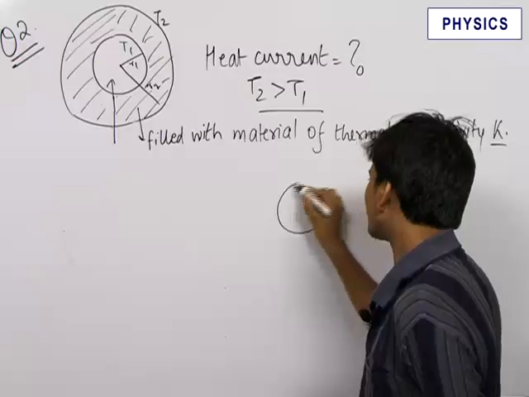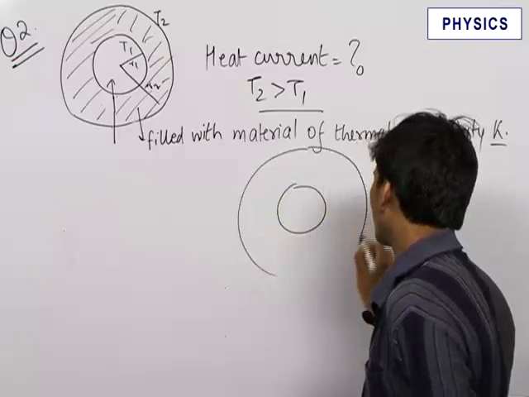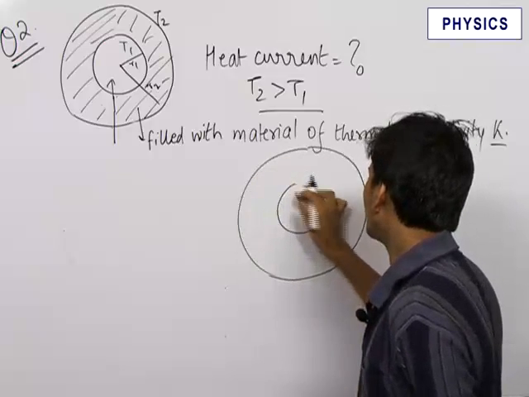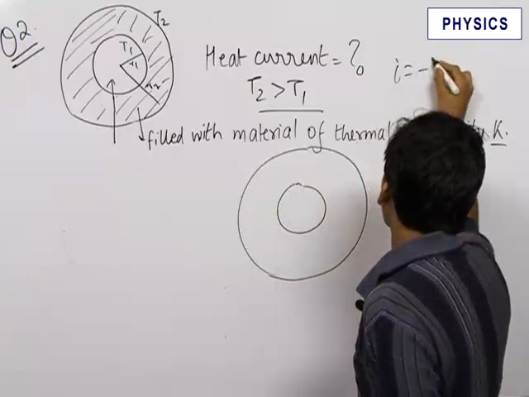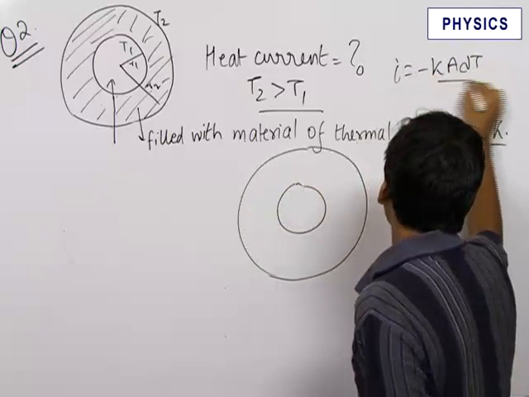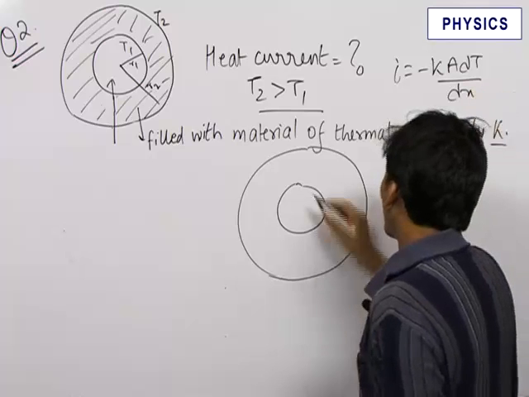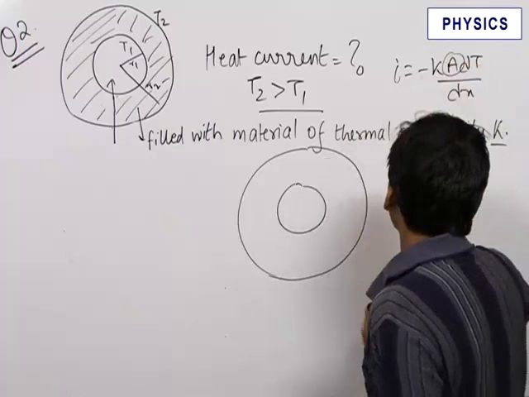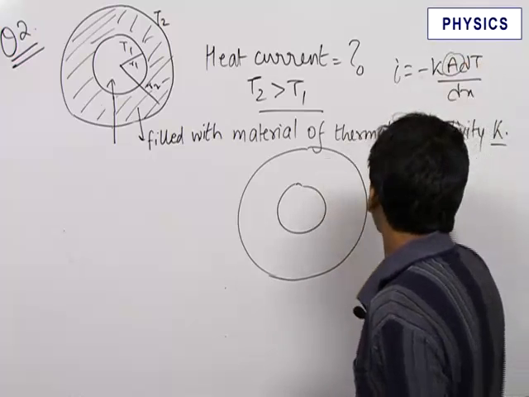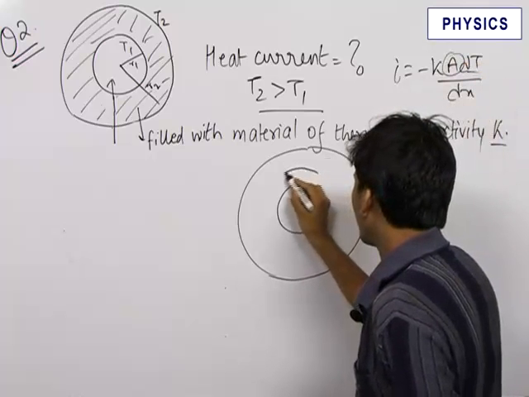So we know the formula for heat current to be equal to minus K A dT upon dx. Now in this diagram A is not the same, therefore we have to integrate. Also dT is different, therefore we need to integrate.